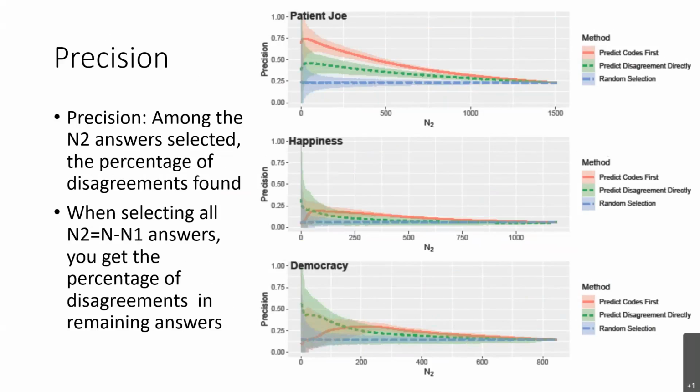Precision among the N2 answers selected refers to the percentage of disagreements found. And that, again, varies by method, and in all cases, predict codes does best. So I think we have our answers. I just want to point out this converges towards the percentage of disagreements left in the single-coded data, which is different for the three data sets.